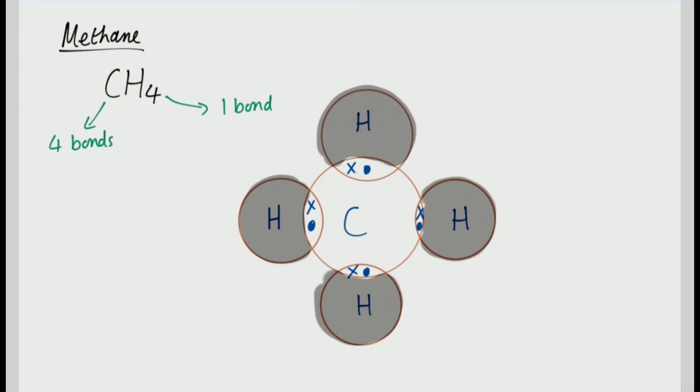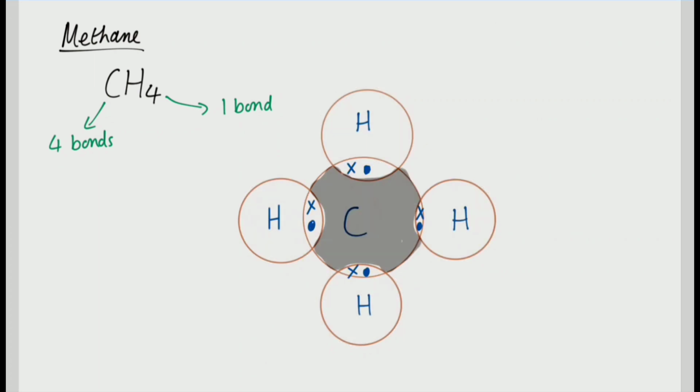Now let's see if each atom has a full outer energy level. So let's count the carbons first. 2, 4, 6, 8 for the carbon. So carbon here feels as if it's got a full outer shell of electrons. Now let's do the same for hydrogen. All 4 hydrogens feel as if they've got 2 electrons in their energy level, and so they also feel that they've got full energy levels, and so all of the atoms here are stable and happy. And this is because they have full outer energy levels.